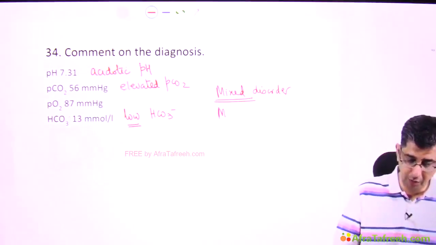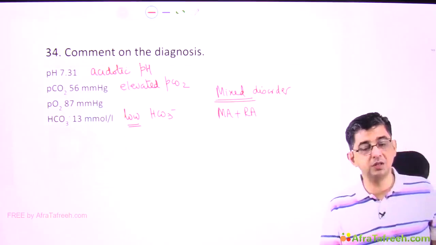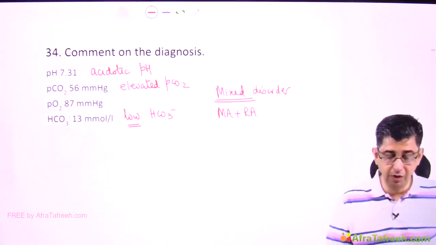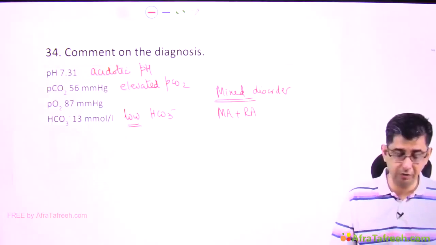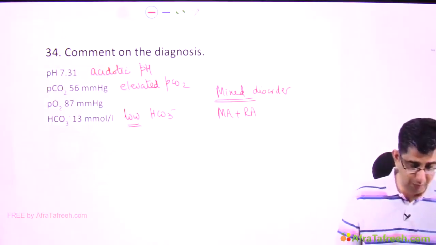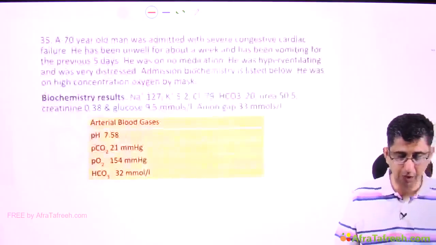I'm writing the word MA and RA, metabolic and respiratory acidosis. Both are coexisting in a single patient. When there is a mixed disorder, then we don't get into whether it is a primary or a secondary change. It is only for compensation that you need to work out the primary versus the secondary change in the patient.